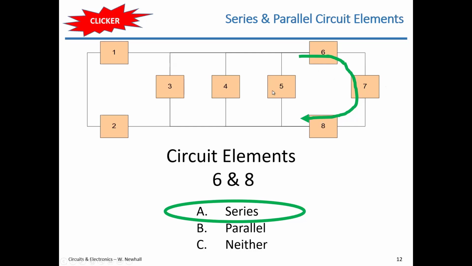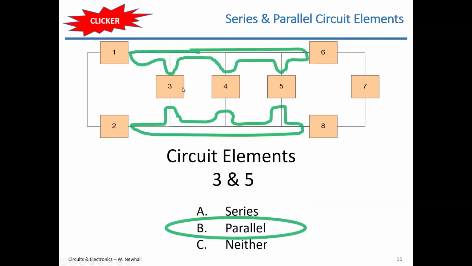Okay. And 3 and 5 are in parallel, because they share the same two nodes. So here 3 and 5, right? They connect to the same two nodes. So 3 and 5 are in parallel. 4 and 5 are in parallel. 3 and 4 are in parallel. 3, 4, and 5 are all mutually in parallel. They all connect to the same two nodes.